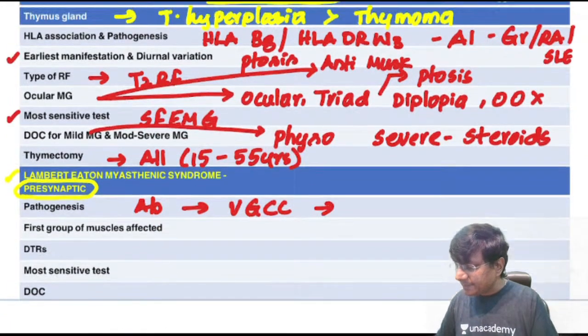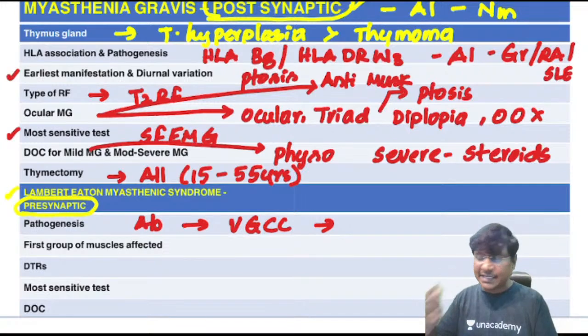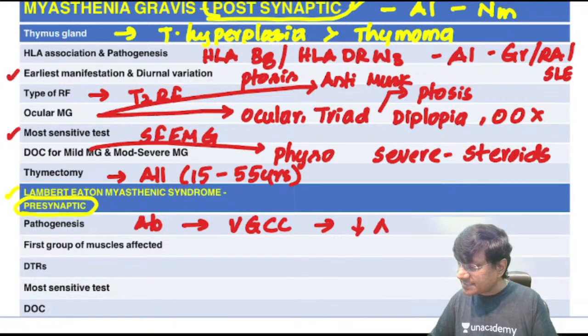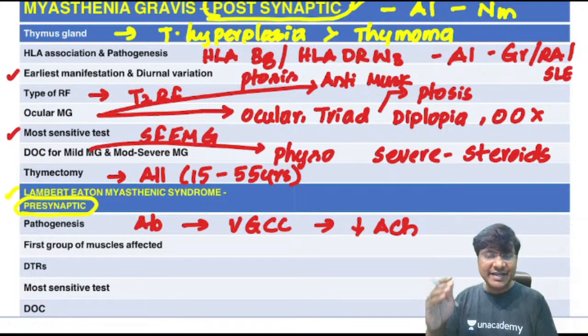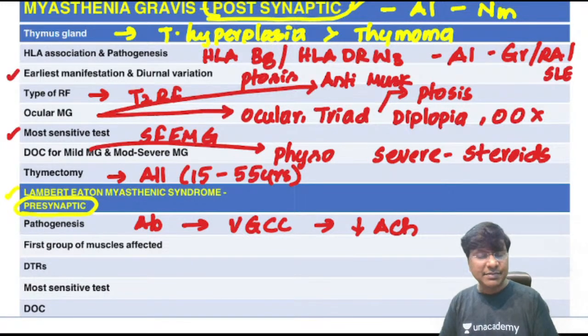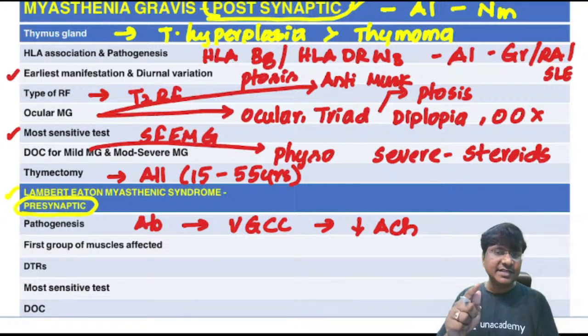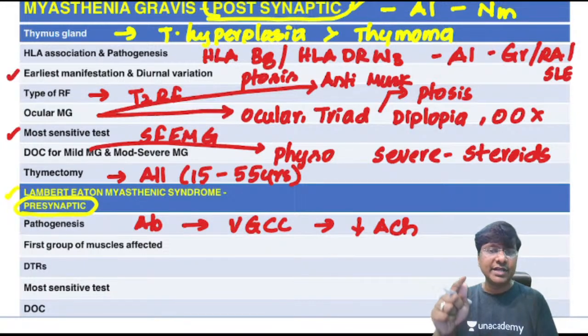So thereby what will happen? The acetylcholine is not released into the synapse. So there will be a decrease in the quantity of acetylcholine at the synapse in case of Lambert-Eaton myasthenic syndrome. Whereas in myasthenia gravis, the quantity of acetylcholine at the level of the synapse will be normal, but there will be decreased neuromuscular junction transmission.